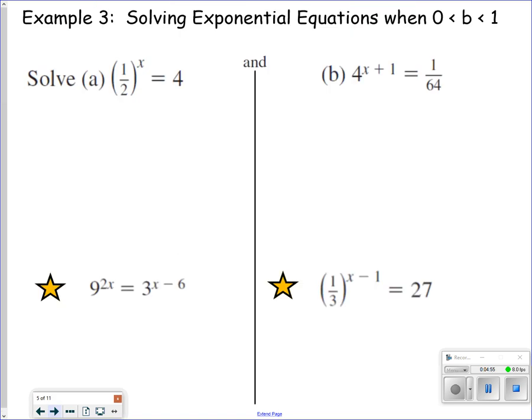Now, if you have a value that is a fractional value, we're going to change this so the bases can be the same, but it's literally the negative power.